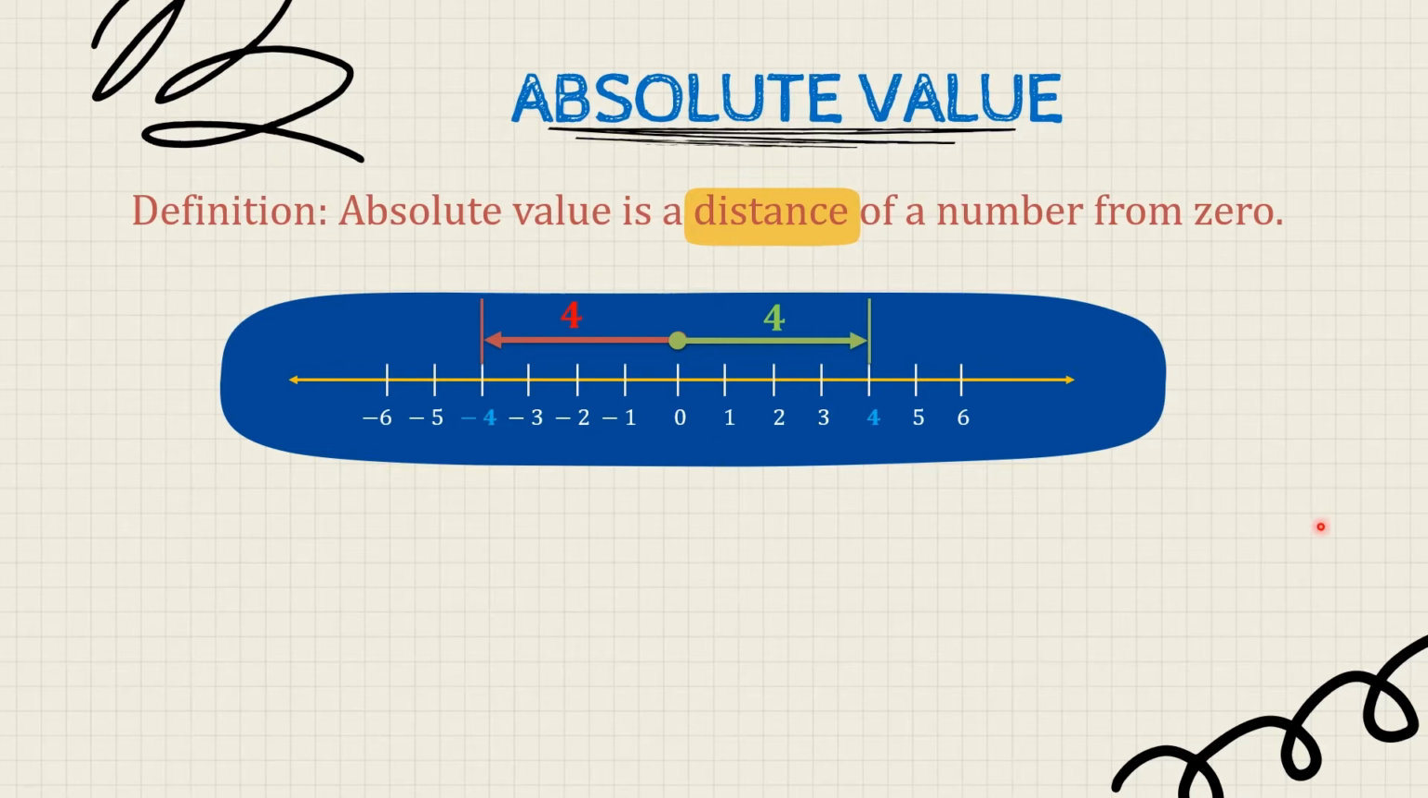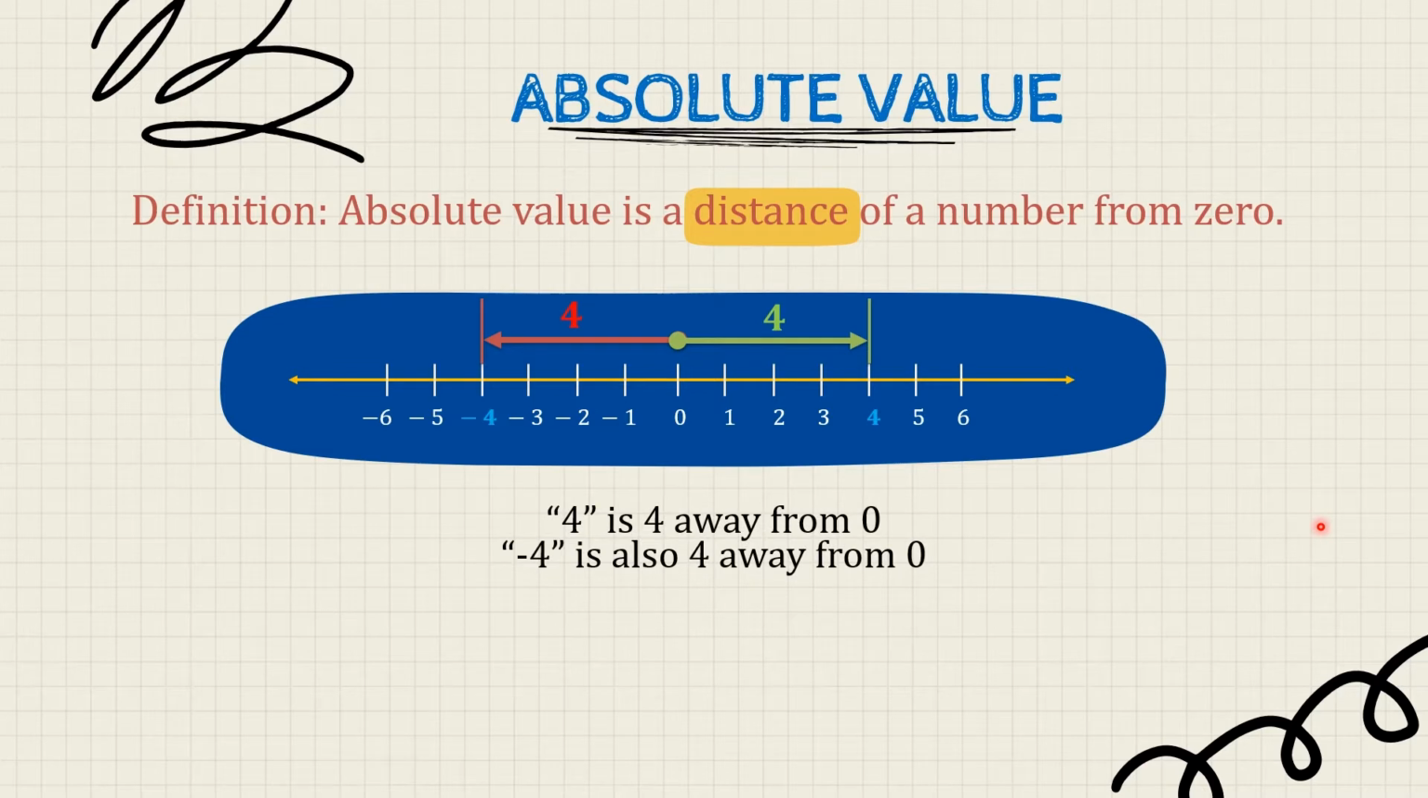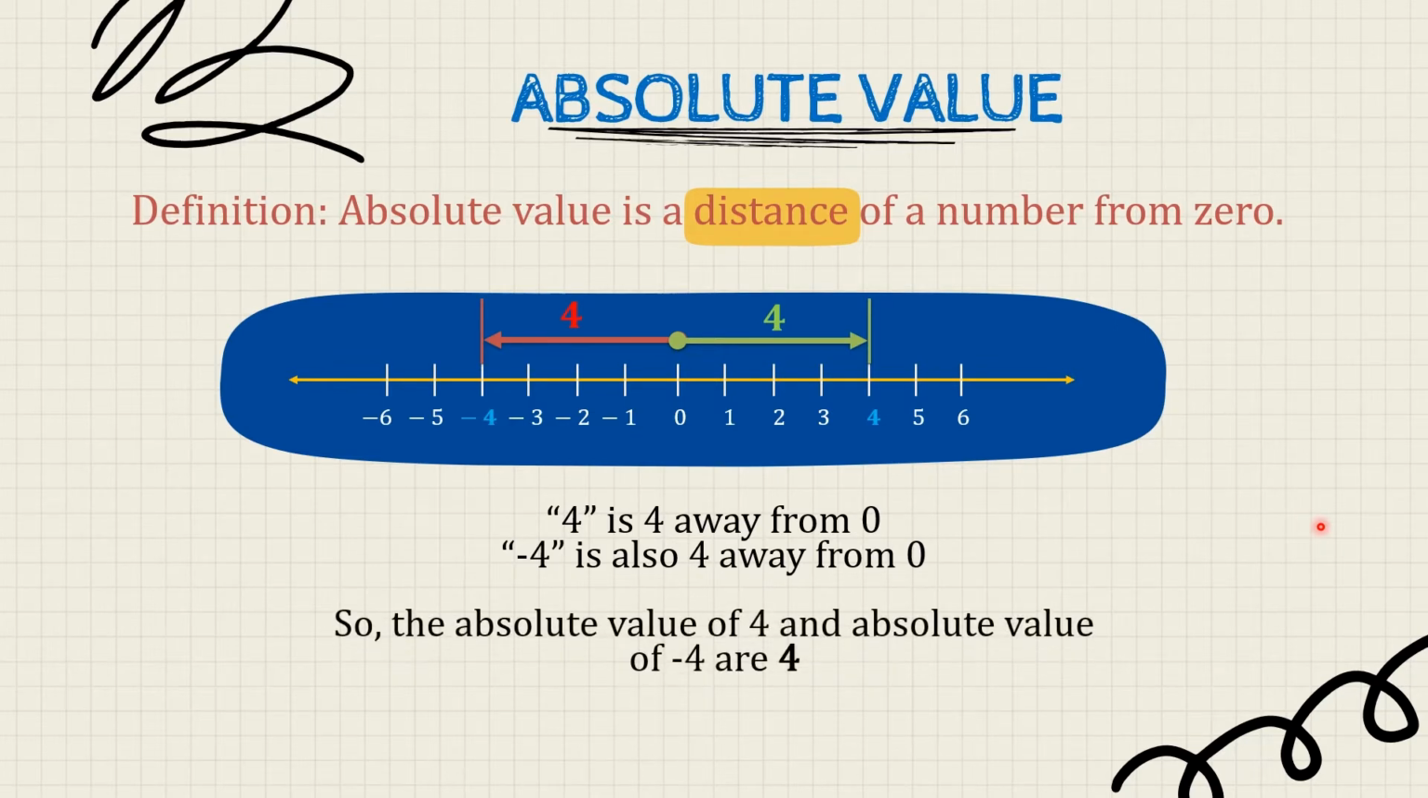Now, maksudnya kat sini 4 is 4 away from 0 macam saya cakap tadi, dan negative 4 is also 4 away from 0. So distance mereka ataupun jarak mereka adalah 4. So tak kira lah dia ke arah kiri ataupun ke arah kanan, but the distance is still 4. So that means the absolute value of 4 and negative 4 are 4. So kalau kita boleh tulis dia, so absolute value of 4 is actually modulus of 4 sama dengan modulus of negative 4, which is 4. Okay, so that is what it meant by this diagram lah.